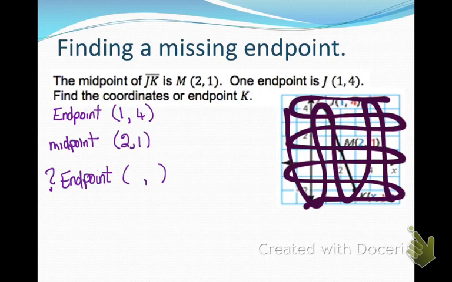Now, would you agree that your midpoint has to be right smack dab in the middle of these two endpoints? So, if I had to add 1 to get from this endpoint to the midpoint, wouldn't I have to add 1 to that midpoint to get to the next endpoint?